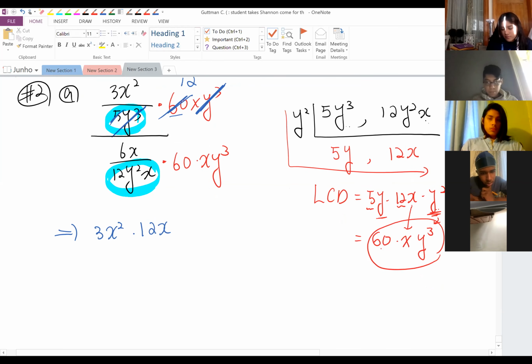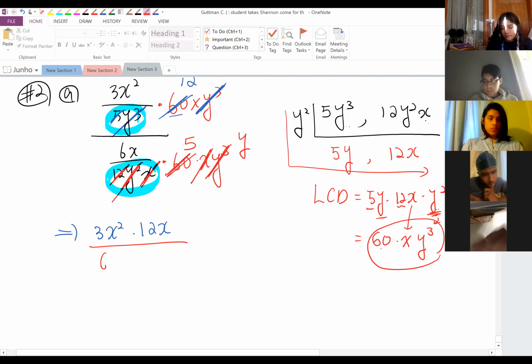And denominator, so x is gone. And then y squared, so becomes just the y. And 12 and 60, so becomes 5. So denominator factor becomes 6x times 5y. Make sense to you so far?